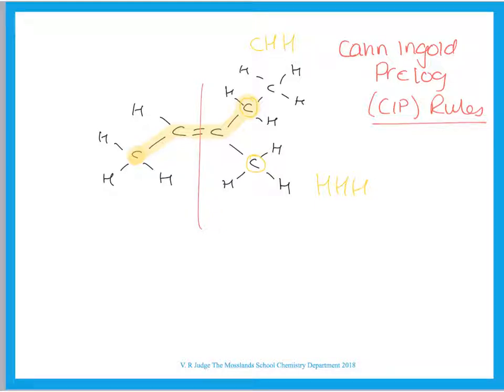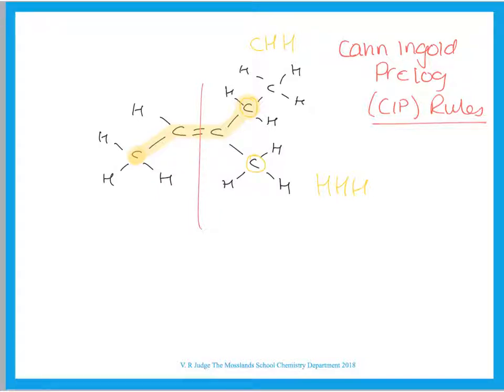Now, had we not got to a difference by the time we got to this carbon, you would just keep moving out further away, one atom at a time, and considering what is attached to each of those atoms and looking for a difference. So every time there's a tie, move one atom further out in both directions. Compare what's attached to it and see if there's a difference with atomic number, and when there is, you'll have a priority group and you're done.